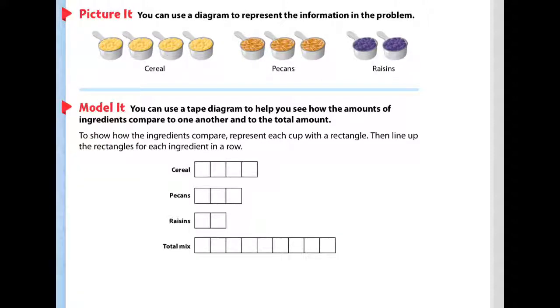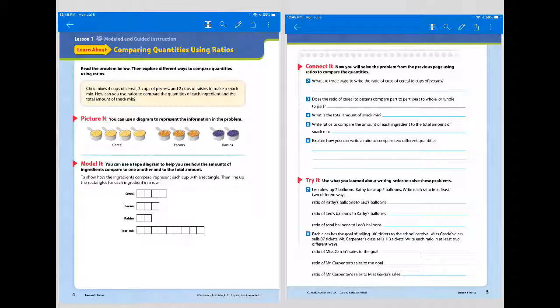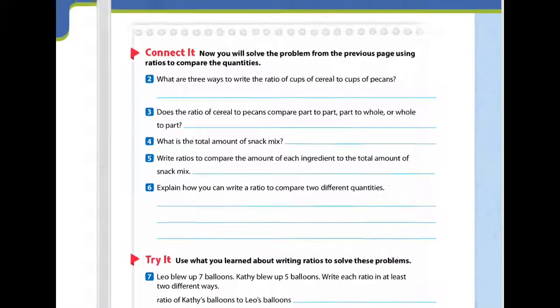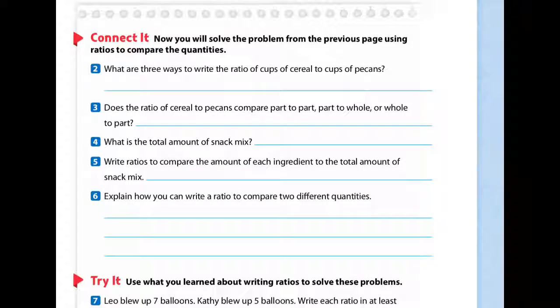Now we're going to go to page 5, but I'm going to keep both pages next to each other so we can kind of use them together. So your first job is going to be to work on the connect it problems, but we're going to kind of get you started a little bit. So here's where it says connect it. Now you will solve the problems from the previous page using ratios to compare the quantities. So we'll get you started here. Let me pause and get the page set up.